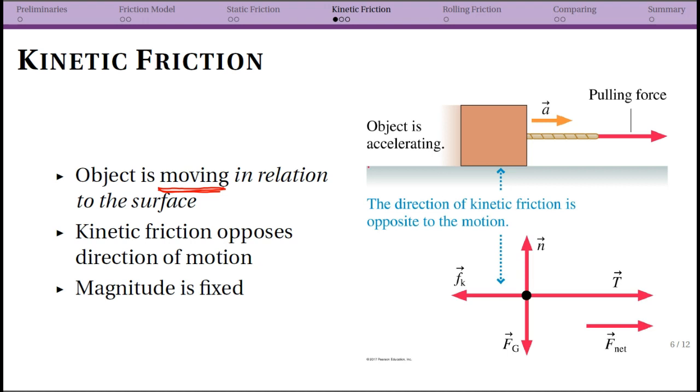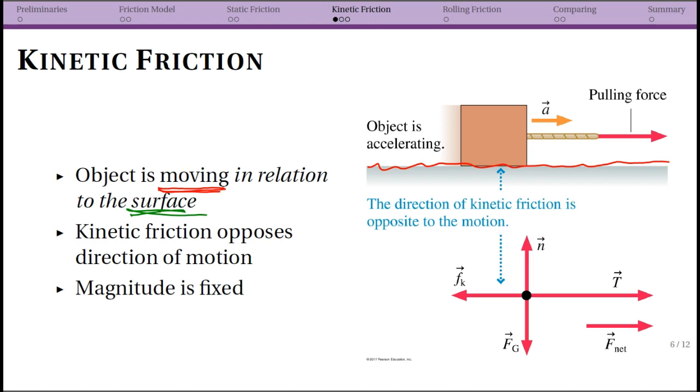So again, we care about the fact that there's a surface here, and if that's, say, a truck bed, the object might actually be somehow standing still in relationship to the ground, but if the truck is accelerating underneath of it, such that it is moving with respect to the truck bed, we would care about kinetic friction. So always consider the surface and ask whether your object is moving or still with respect to the surface.